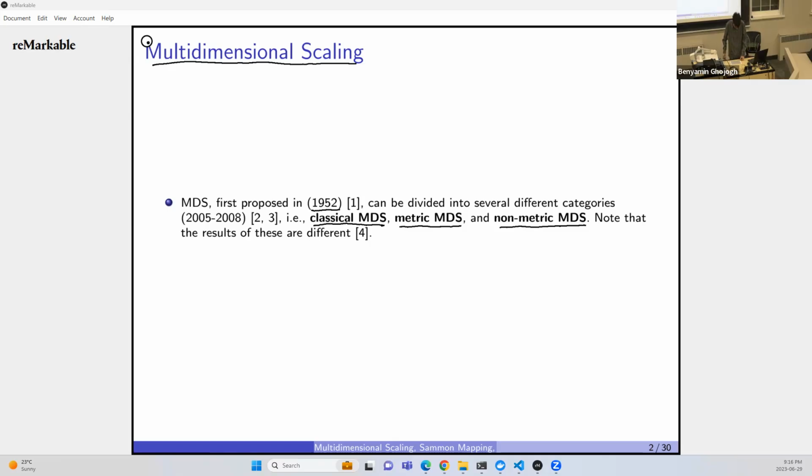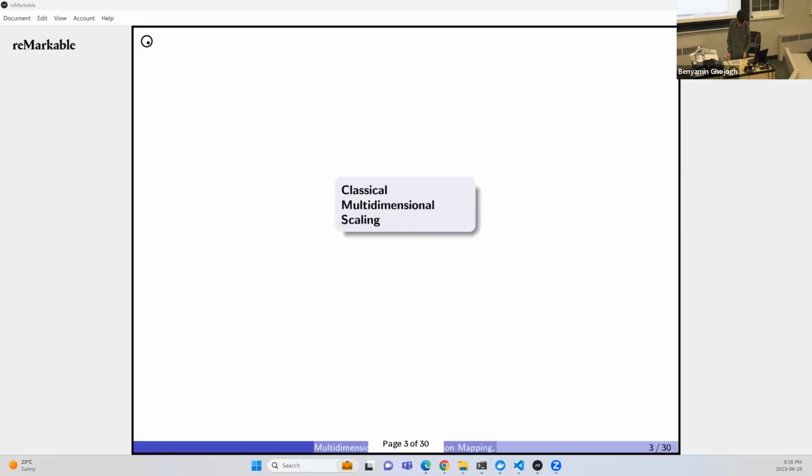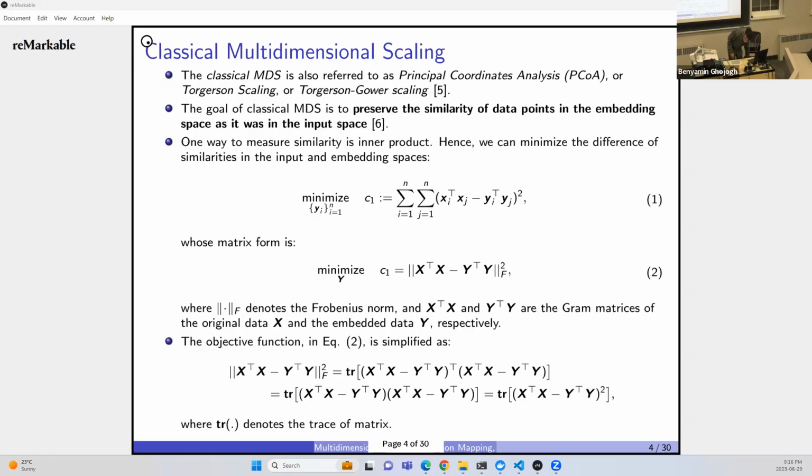Okay, we will see them. So classical MDS, or multidimensional scaling. So what does it do? The classical MDS is also referred to as principal coordinates analysis, PCoA, or Torgerson scaling, or Torgerson-Gower scaling. The goal of classical MDS is to preserve the similarity of data points in the embedded space as it was in the input space.